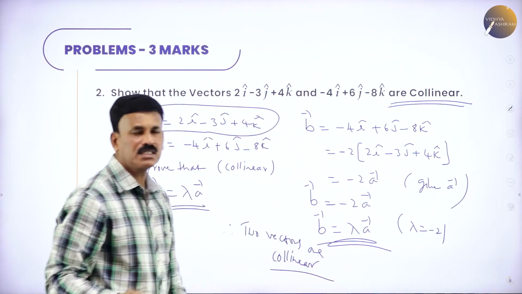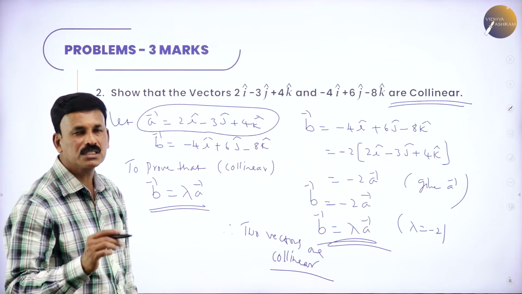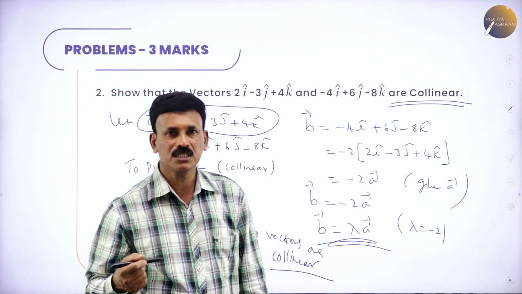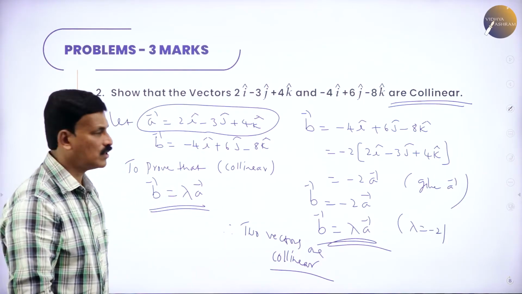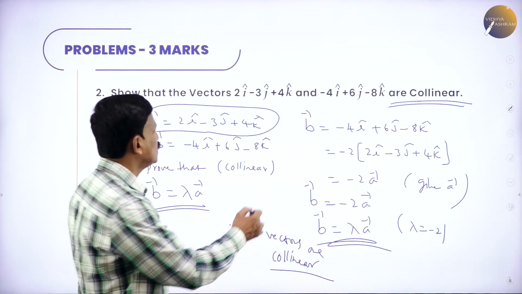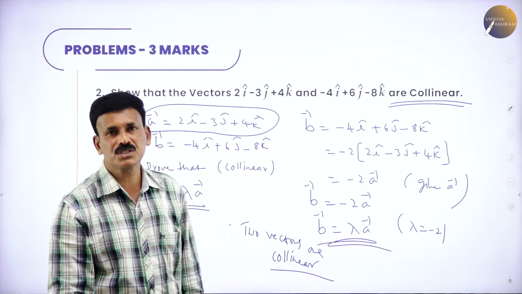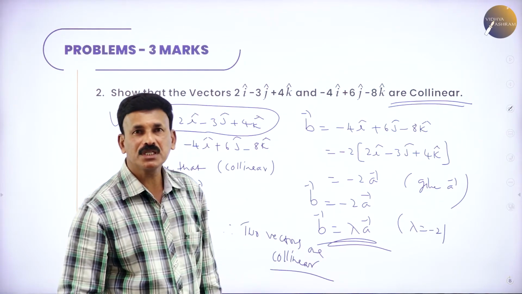If three vectors are given, vector AB plus BC is equal to vector AC, whose length of AB plus length of BC is equal to length of AC. That we will do. Now, to verify that two vectors are collinear, just prove that B is equal to lambda times vector A. Here B is equal to minus 2 times vector A, where lambda is equal to minus 2. That's it. Hope you followed. Now let us come to the next problem.